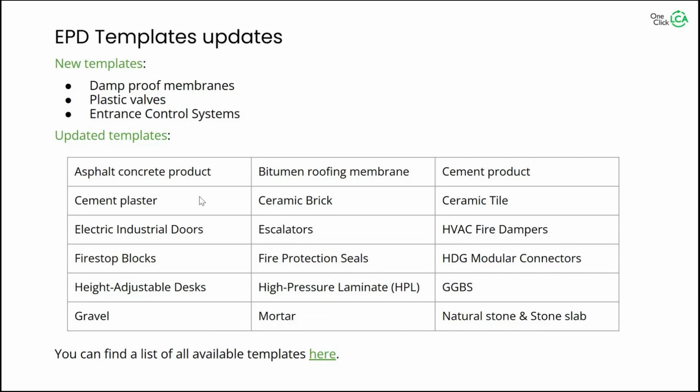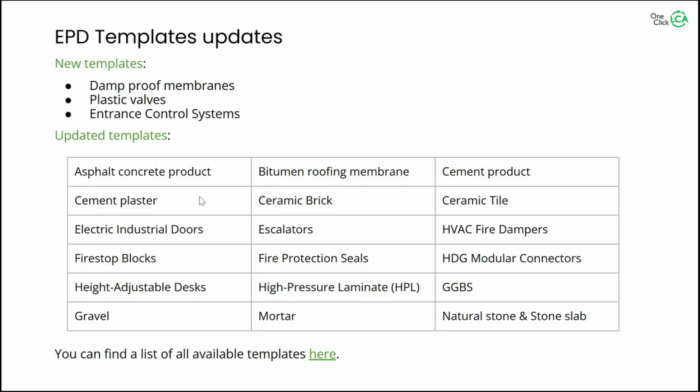So asphalt, concrete, bitumen, roofing membrane, cement plaster, brick and tile, some more electrical products, large ones like industrial doors and escalators, HVAC products, also hot dip galvanized modular connectors, furniture data example for height adjustable desks. So quite a lot of different templates were also updated.